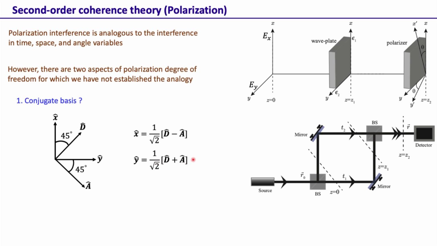We can have other bases as well. For example, we can have right circularly polarized and left circularly polarized bases. Those are also conjugate to xy. Okay, so that is the concept of conjugate basis here.